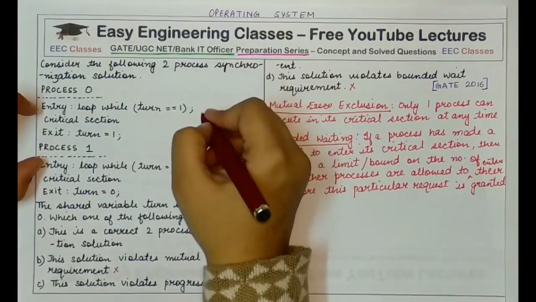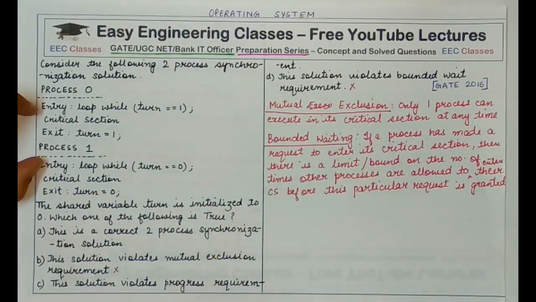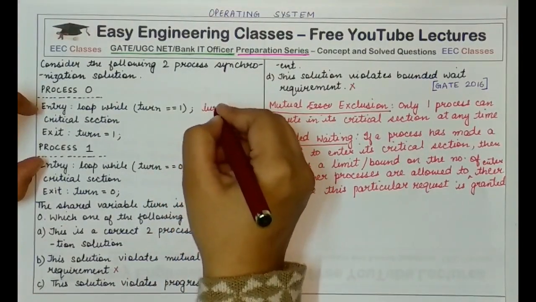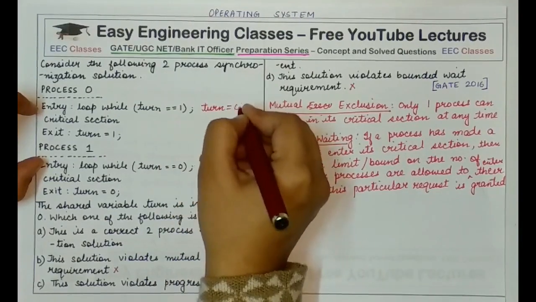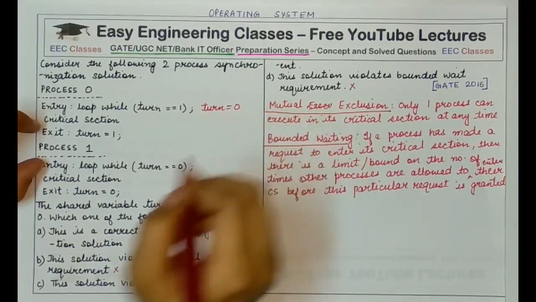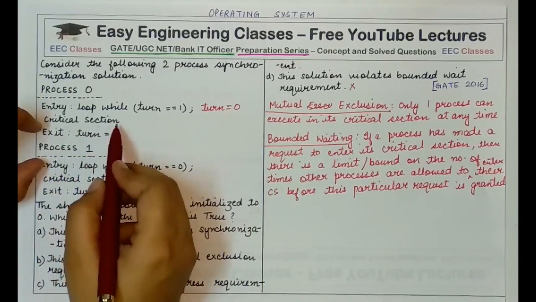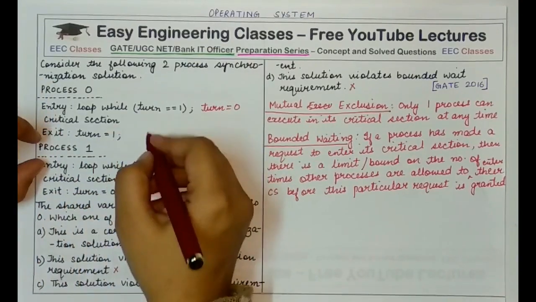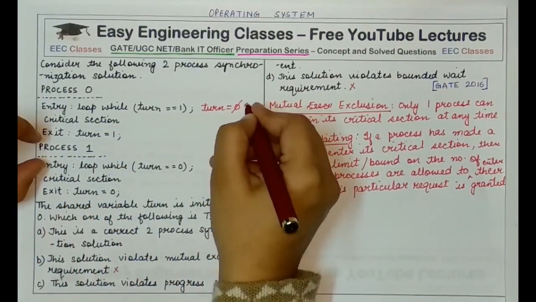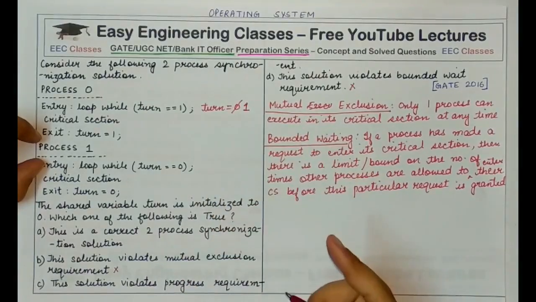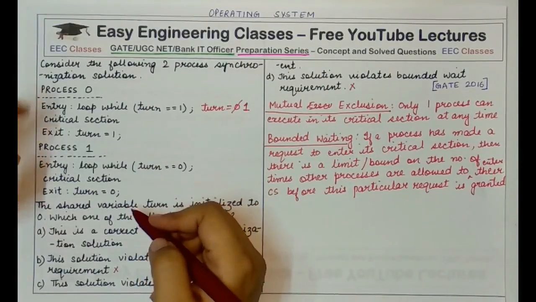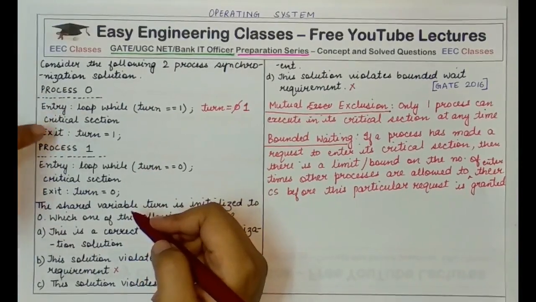So let's understand this, and this point would be helpful to you in understanding the C part, the progress requirement. If initially turn is equal to 0 and process 0 enters its critical section, after completing its critical section, it sets the value of turn equal to 1. Now suppose at this moment process 0 again wants to enter its critical section and process 1 does not want to enter its critical section.